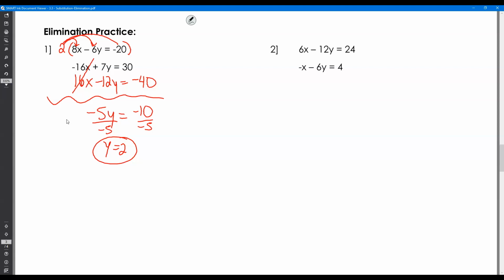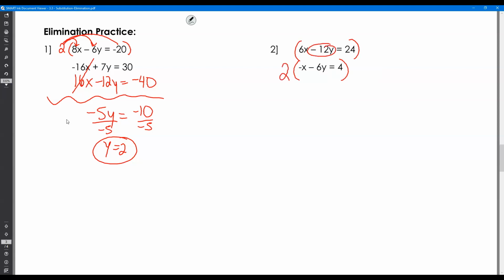You have a couple different options here. Option number 1 would be if I multiplied the bottom by 6. This would get me a negative 6x, and my x's would cancel. All right, that's one option. That would totally work.